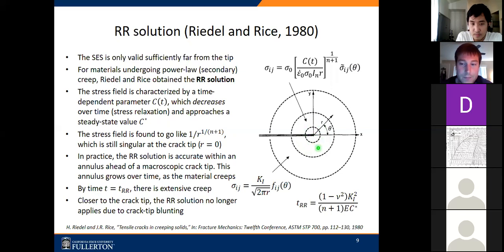And what happens is this region of creep, as time goes on, starts to grow, and eventually you get extensive creep. The entire specimen's creeping for sufficiently large times. And that is characterized by a time scale t_RR. So t_RR is the time at which it transitions from small scale creep to extensive creep.